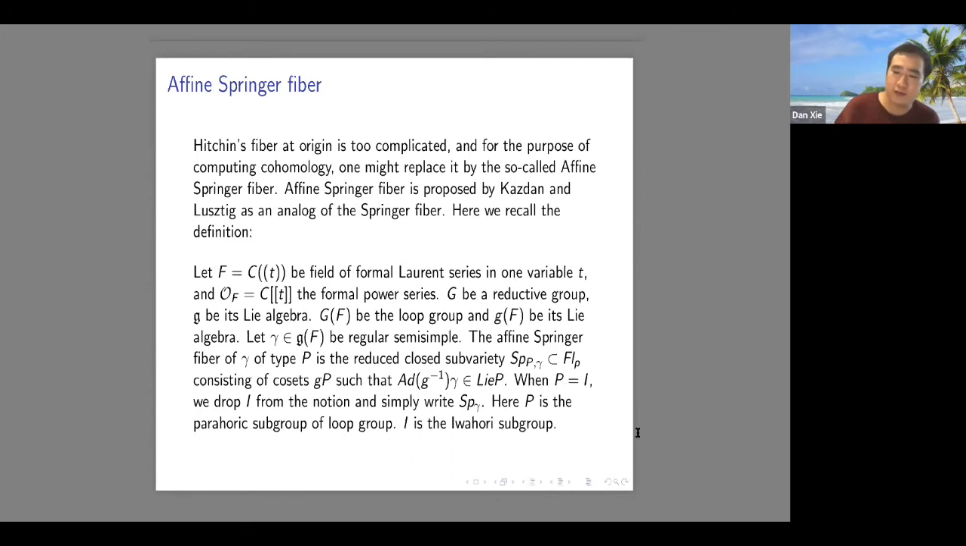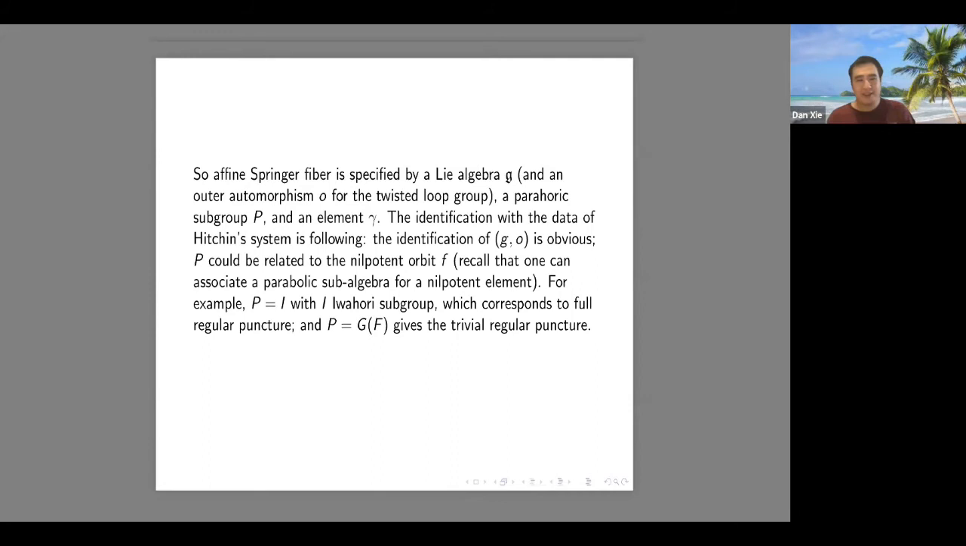Okay, so to link to our previous construction, the algebra theory. In that part, I mentioned that our theory can be labeled by Lie algebra data. And here, this affine Springer fiber is actually also labeled by Lie algebra data. So we have a Lie algebra, or in the more general case, we have an automorphism twist for the twisted loop group.